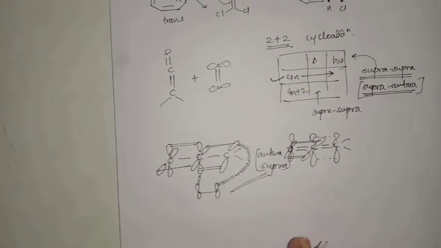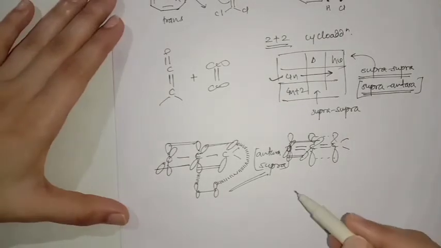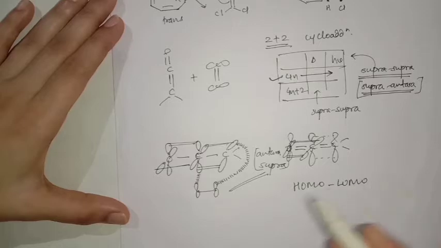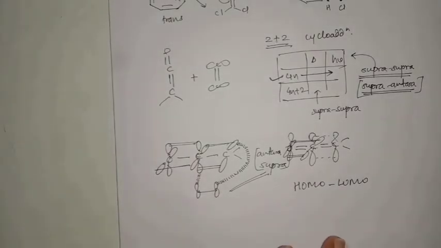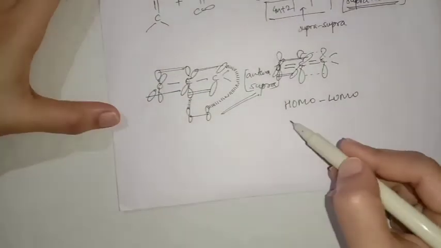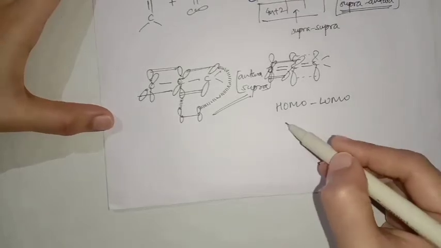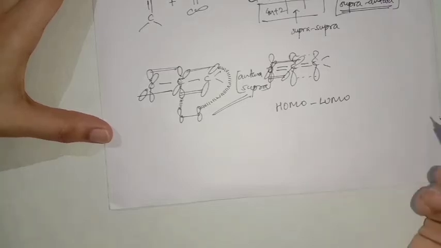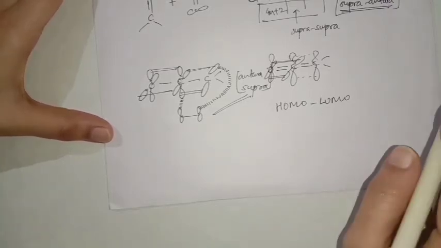Now in this case also we have to study the HOMO-LUMO concept, right? HOMO and LUMO concept means that in case of a cycloaddition reaction we are going to take the HOMO of one system and the LUMO of another system, or the LUMO of the first system and the HOMO of another system, just as in the first reaction.